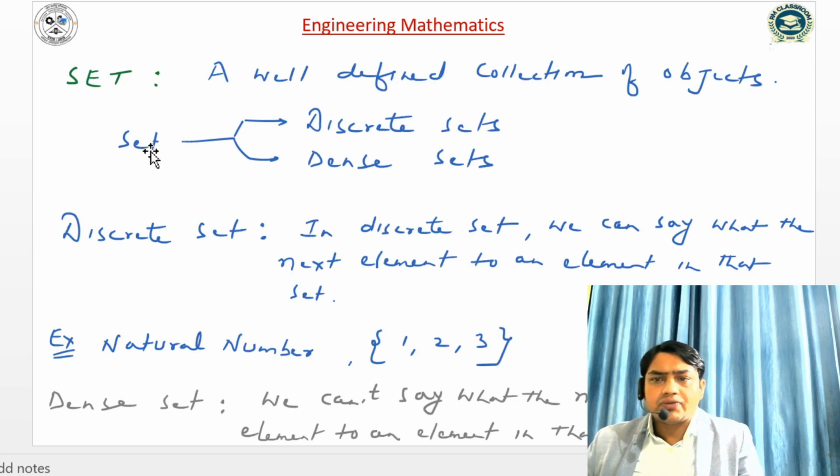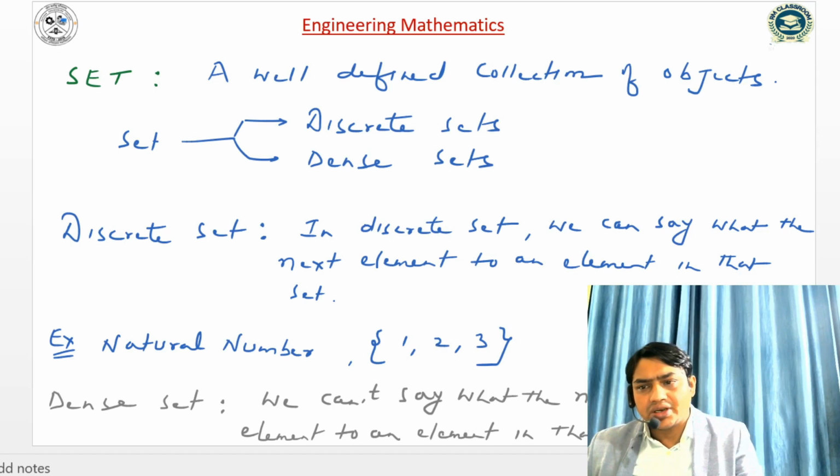What is a set? A set is a well-defined collection of objects, and there are two types of set. The first one is discrete set and the second one is dense set. In a discrete set, we can say what the next element to an element in that set is, like natural numbers. And in a dense set, we cannot say what the next element to an element in that set is. Such a type of set is called a dense set.